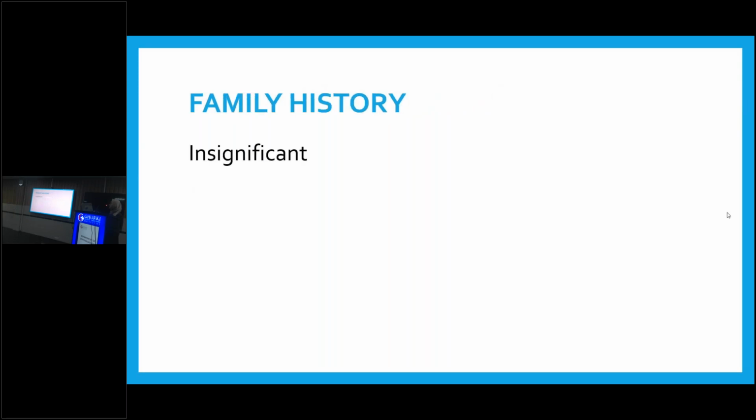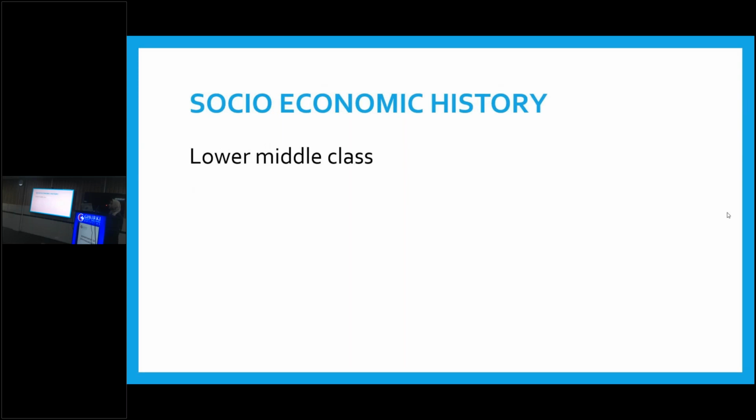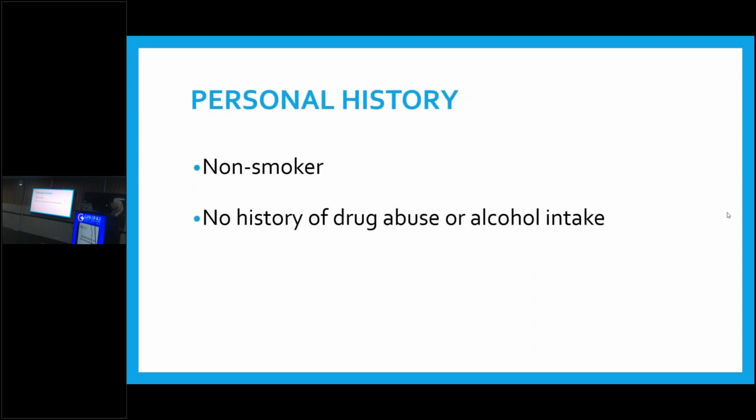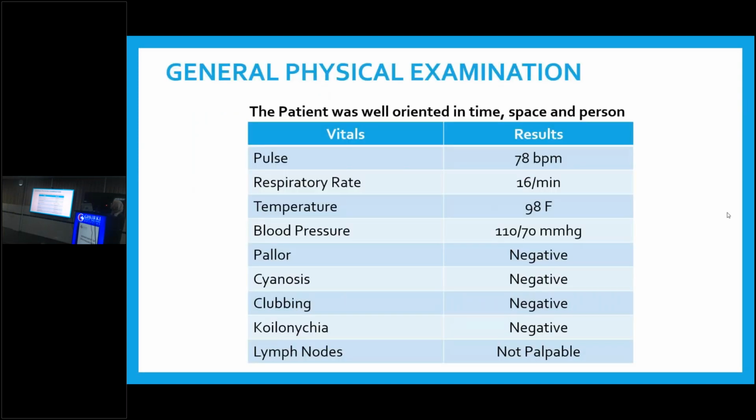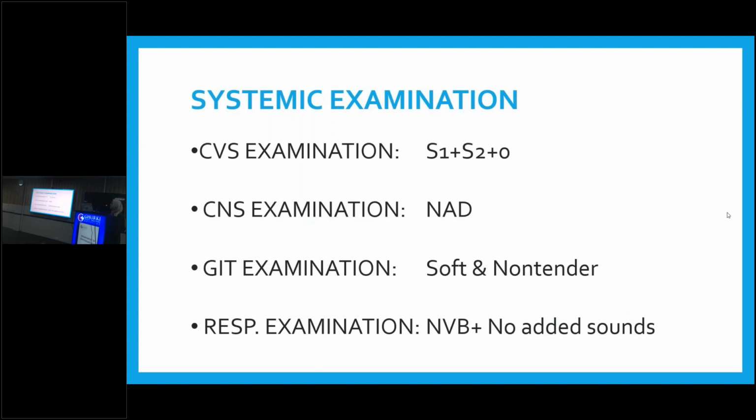She had insignificant family history for any medical condition. She belonged to a lower middle socioeconomic class. The patient was a non-smoker and there was no history of drug abuse or alcohol intake. On her general physical examination, the patient was well oriented in time, space, and person. The rest of the general physical examination was normal. Her systemic examination was also normal.